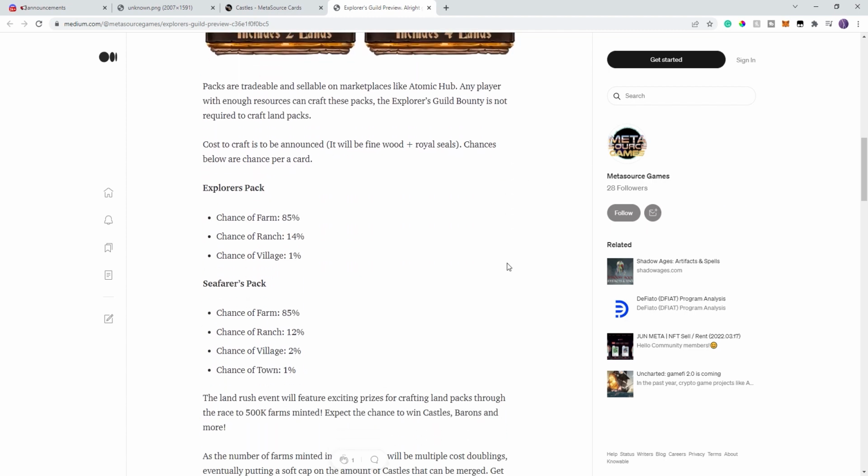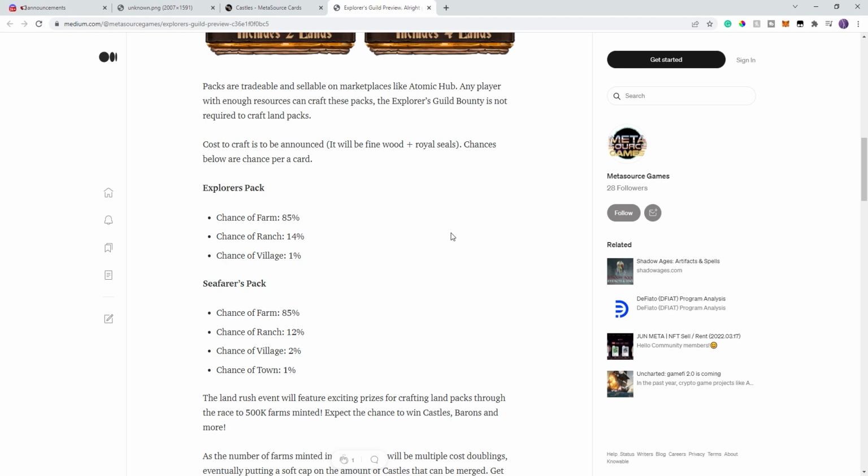Each of the packs come with different rarities. Like I said, the Explorers comes with two pieces of land. Most likely you'll get a farm. There's 85% of that. You can also get ranch and village. But even if you get two farms, you can blend them up and have a chance of getting the bonus. There's a lot that goes along with it.